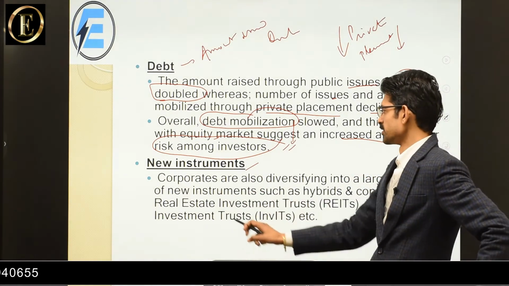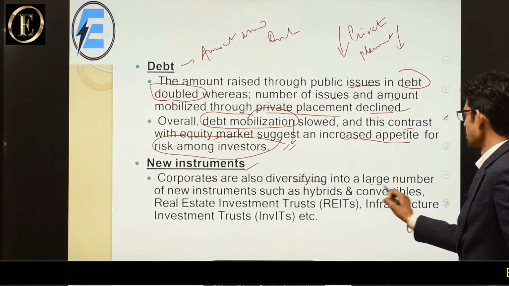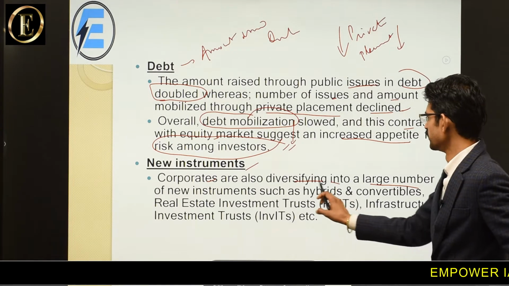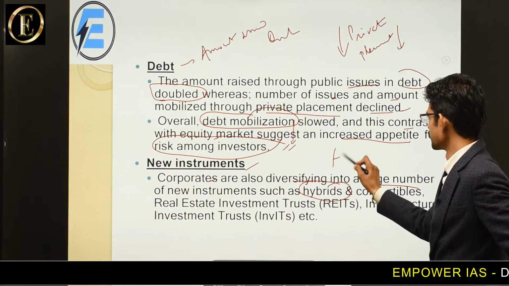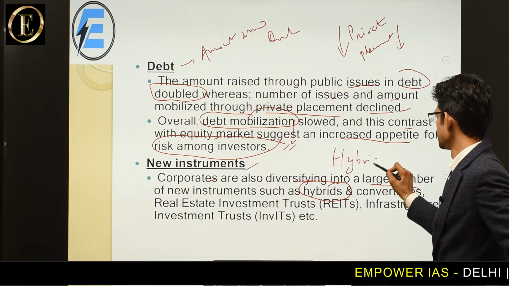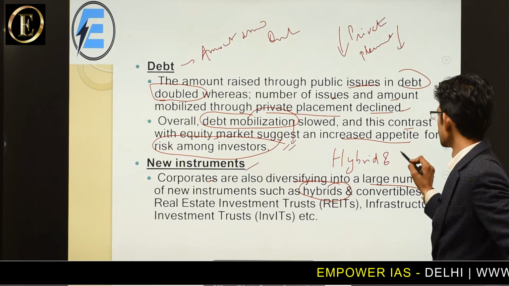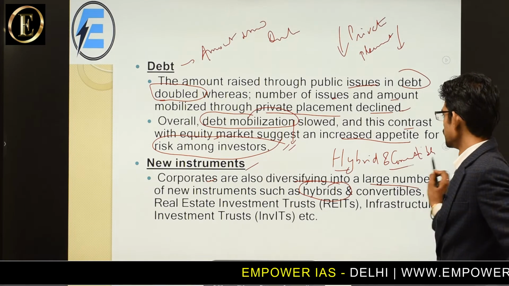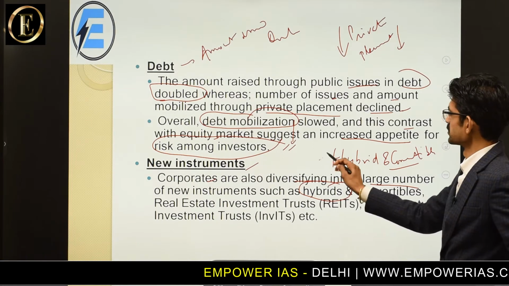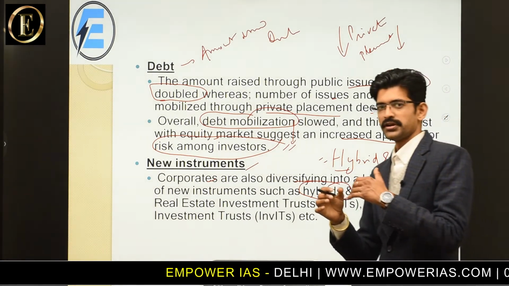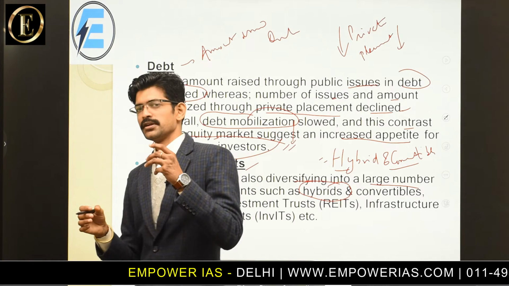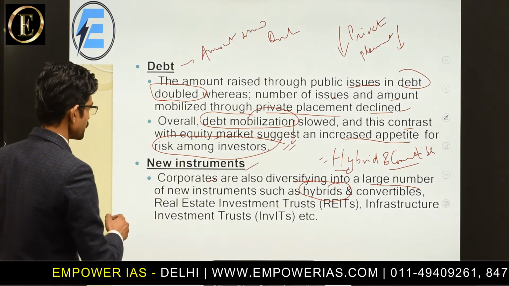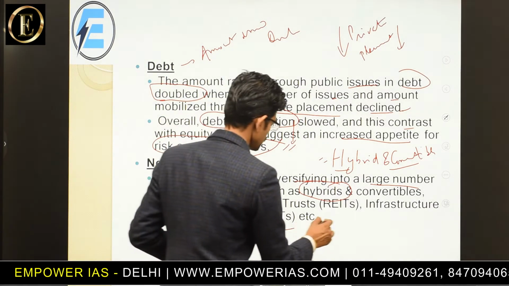Now, new instruments by corporates are also diversifying into a large number of new instruments such as hybrid and convertible real estate investment trusts. So there is a new concept of hybrid and convertible REITs. Real estate investment trusts were providing funds that were hybrid in nature, in which you can purchase the trust, purchase certain shares and purchase the assets from the sector, and there are infrastructure investment trusts, InvITs.